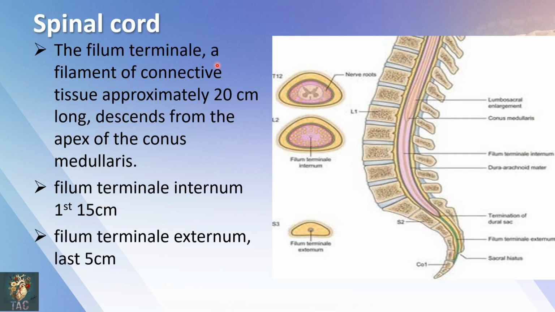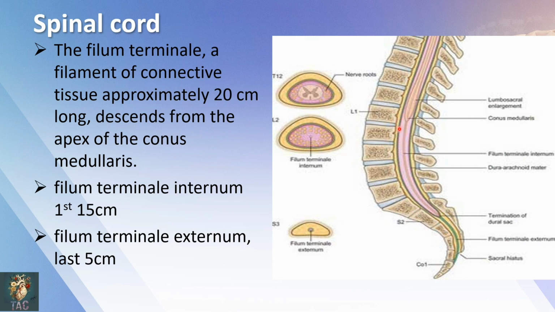So the filum terminale, here you can see the filum terminale. This is a filament of connective tissue. It is approximately 20 centimeters long and descends from the apex of the conus medullaris, and it has two parts. The first 15 centimeters is called the filum terminale internum, and the last 5 centimeters is called the filum terminale externum.